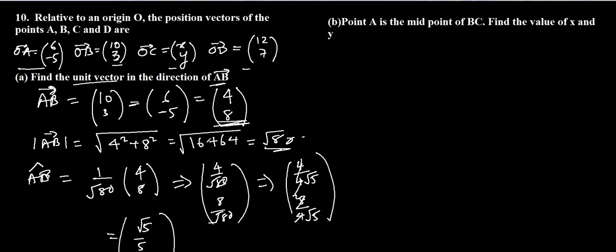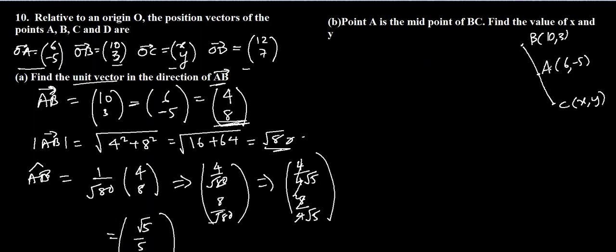Okay, let's move to part B. They say point A is the midpoint of BC. So let's draw them for better understanding. B is here, C is here, and point A is here. That's what they're saying, right? Midpoint of BC. Find the value of x, y. Since they are position vectors, it is very easy to convert them into the coordinates of their heads. So B was 10, 3, right? We can write 10, 3 here. A was 6, minus 5, and C has x, y.